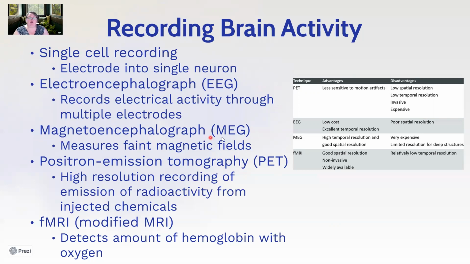A magnetoencephalograph, or MEG, measures faint magnetic fields. So it's similar to the EEG, but instead of electrical activity, it's looking at magnetic fields. We then have positron emission tomography, or a PET scan, and that's a high-resolution recording of emission of radioactivity from injected chemicals. So a participant using a PET scan would actually be injected with a radioactive isotope. We then have fMRI, which is a modified MRI, and that detects the amount of hemoglobin with oxygen.